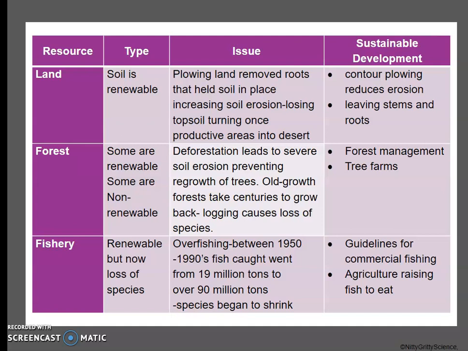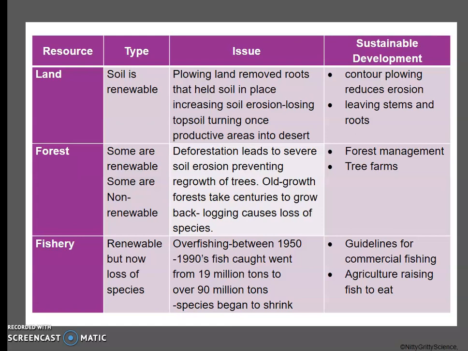So how do we prevent that? Well, we could use contour plowing, which is a way of following the natural shape of the earth to farm, rather than flattening out an area and then farming it the way that we are used to. We could also leave those stems and roots in place rather than plowing up every bit of soil that we can find, so that that soil stays in place. Forests are somewhat renewable.